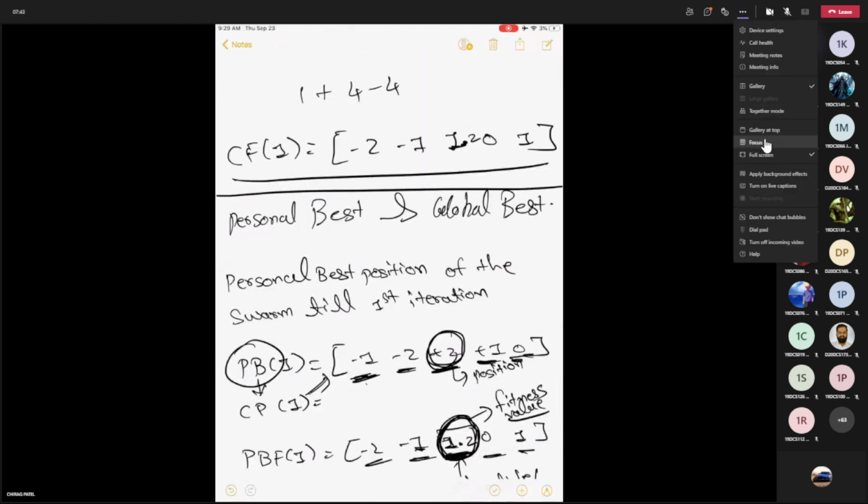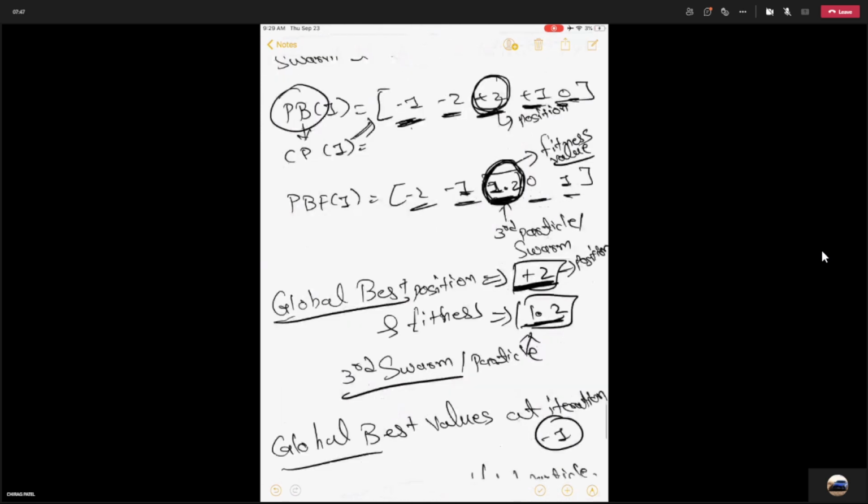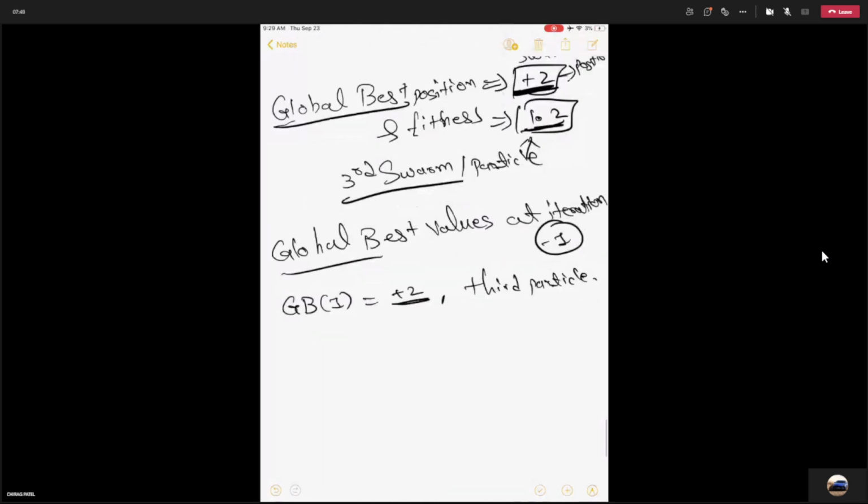Then after that you need to calculate your personal best and global best. This is the reason we calculated the personal best and global best. Till this point, has everyone done it or not?